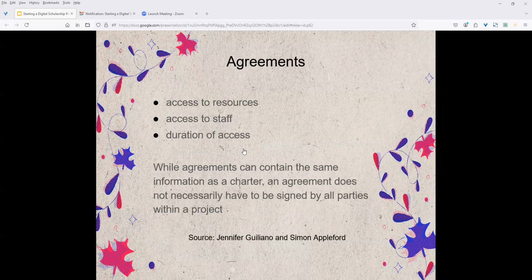While agreements can contain the same information as a charter, an agreement does not necessarily have to be signed by all parties within a project. So do you want to work with a charter, which is much more formal, or do you want an agreement, which is a little loosey-goosey, but where you still have commitments that have to be made?